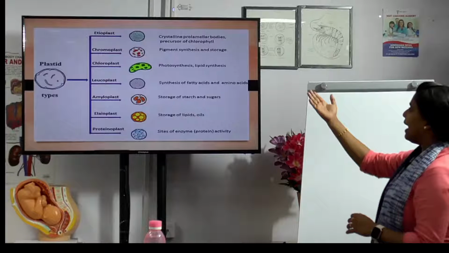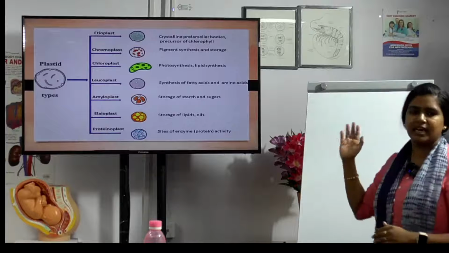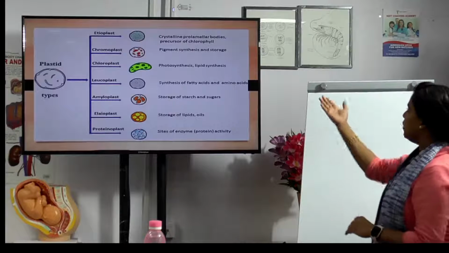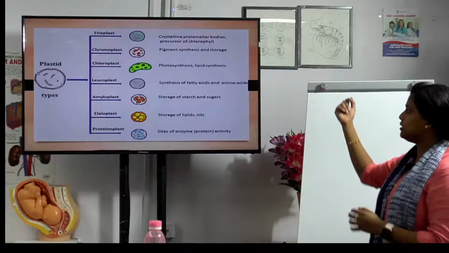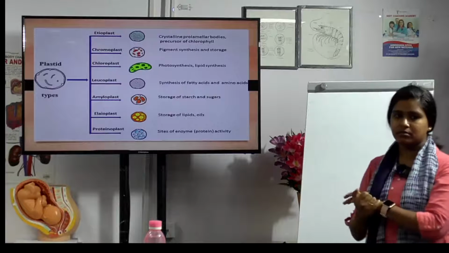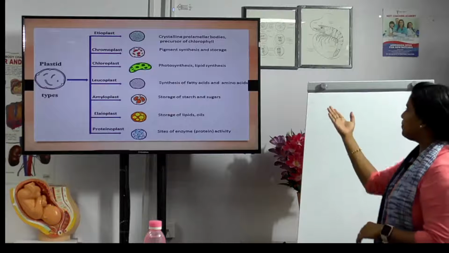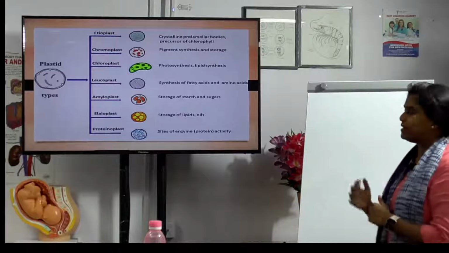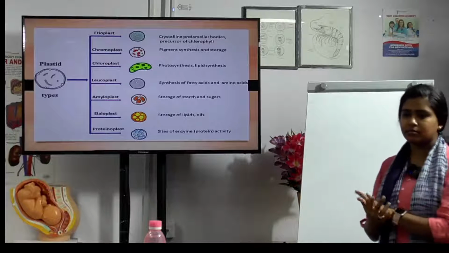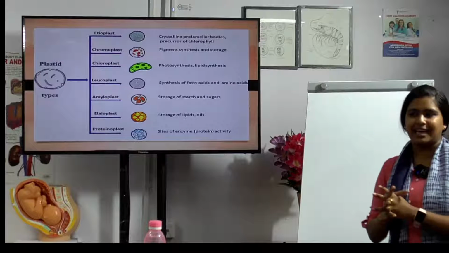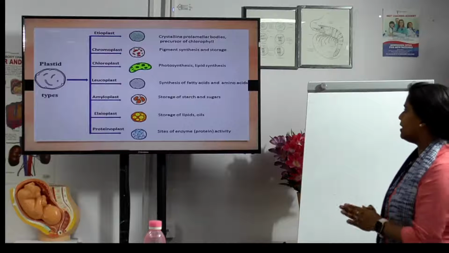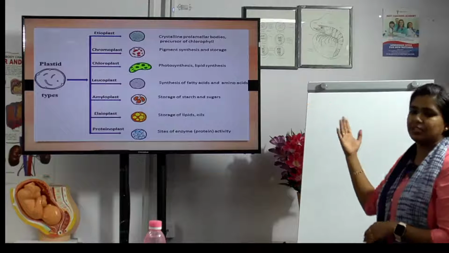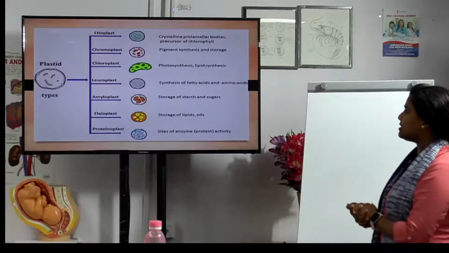Okay, before. And chromoplast வந்து they are in red or yellowish color, which useful in the pigment synthesis and pigment like chlorophyll synthesis and storage. Chloroplast na green color, adukaprom useful in photosynthesis and also lipid synthesis. Leucoplast na color என்னவா இருக்கும்? They are colorless. Leucoplast na colorless, useful in the synthesis of fatty acids and then amino acids.